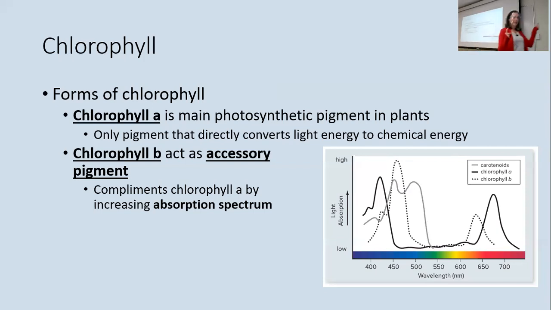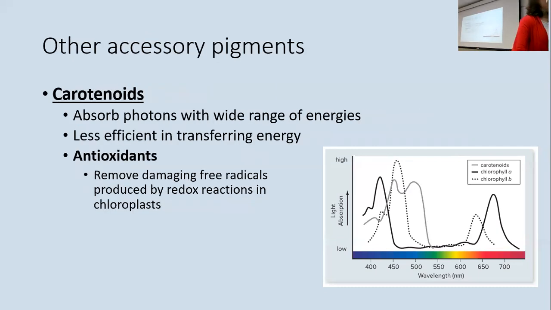The other accessory pigment that we see are carotenoids. So carotenoids are the gray line. And they actually absorb basically everything from violet all the way up to green. So they have a really wide absorption spectrum here. Which means they're what color? What color are carotenoids?